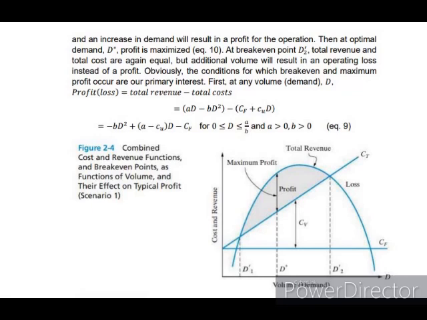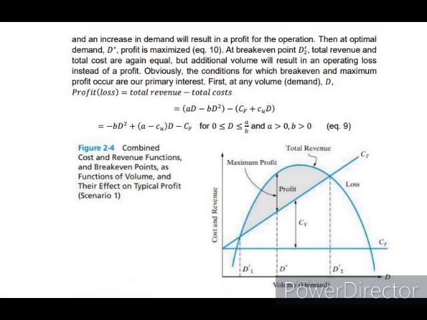So it is equal to the quantity A times D minus B times D squared minus the quantity C sub F plus C sub U times D. So when we simplify them, we have profit is equal to negative B D squared plus quantity A minus C sub U times D minus C sub F. So that is our equation number 9.